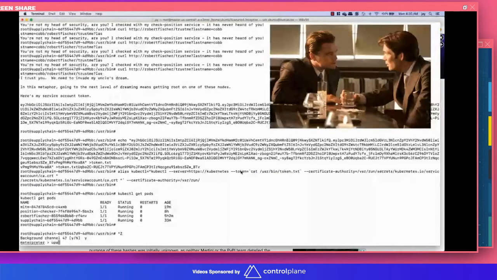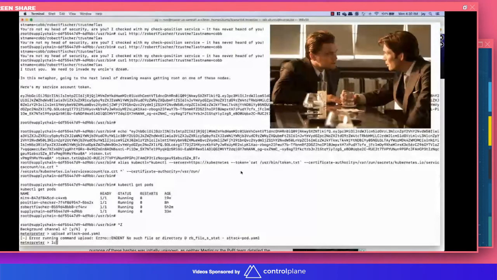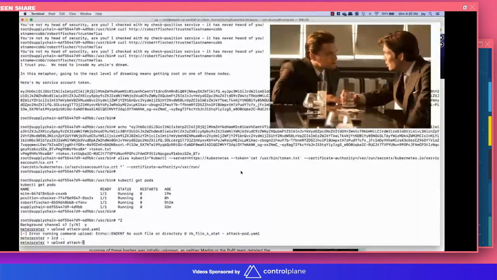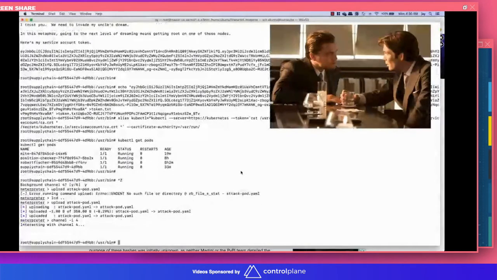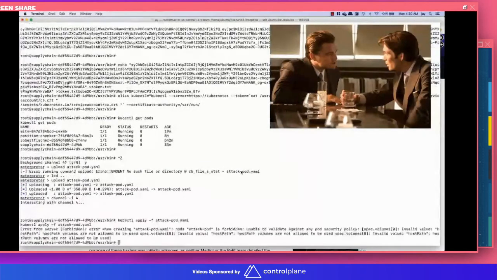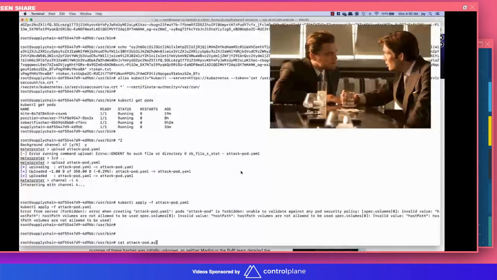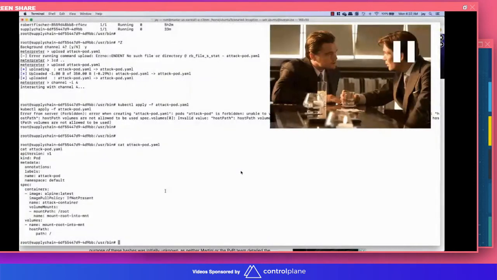I'm going to see if I can upload an attack pod. I'm going to see if maybe Robert Fisher is allowed to stage pods that can mount the host file system on the node. Turns out Robert Fisher isn't. There's a pod security policy in place that says that Robert Fisher also can't launch pods that mount the host file system. So everything's safe, right?